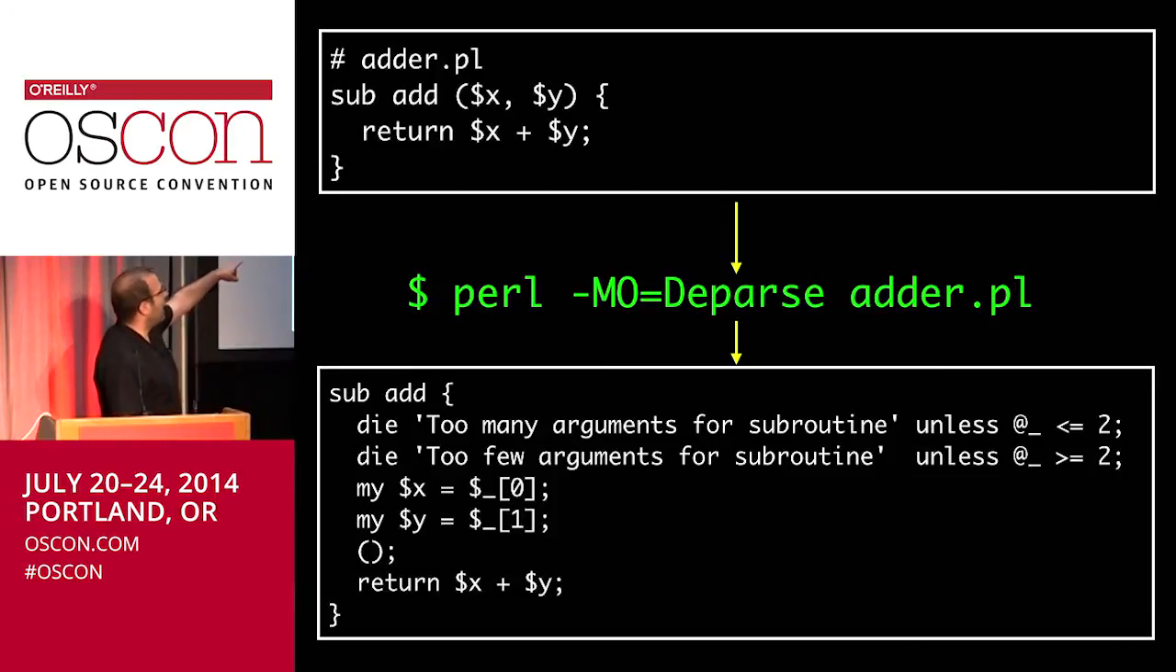It says, I'm going to die unless I got 2 or fewer arguments, and I'm going to die unless I got 2 or more arguments. Some might write this as unless I got exactly 2 arguments. But here we're getting an error message that tells us whether we have too many or too few. Then I assign the arguments into lexical variables, and then I return the sum of them. So you see we actually have arity checking being done effectively by Perl code.